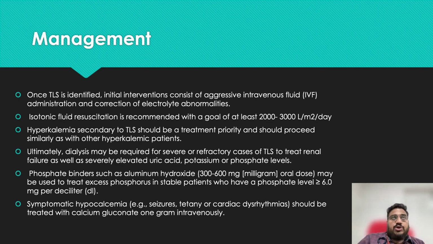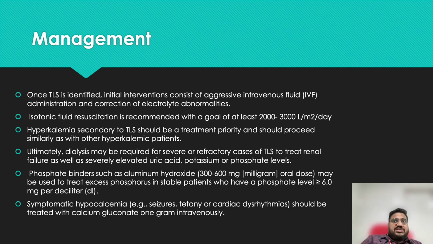You need to have a good urine output, around 1 to 2 ml per kg of urine output you need to maintain. That is around 200 ml of urinary output you need to maintain. Then only these electrolytes will get corrected. So that is one important thing. So fluid resuscitation is the key.